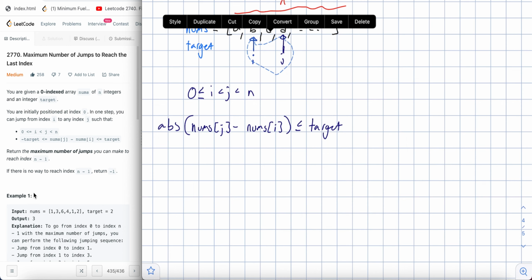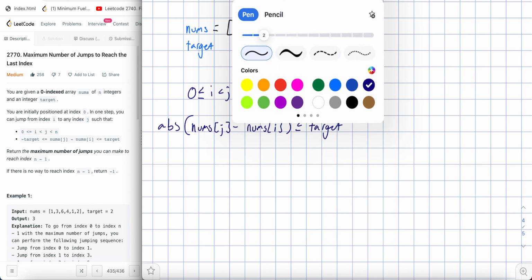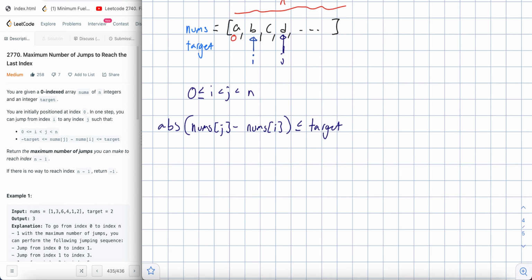Now, given that situation, we want to return the maximum number of jumps you can make to reach the index n minus 1. So, of course, if this is length n, then n minus 1. You would start here at 0, and you'd want to end at this last index in this array at n minus 1. If there is no way to reach index n minus 1, return negative 1. So that could happen, right?